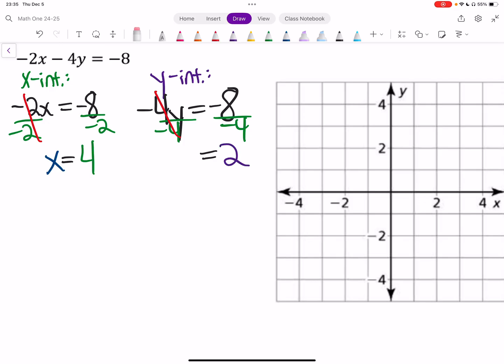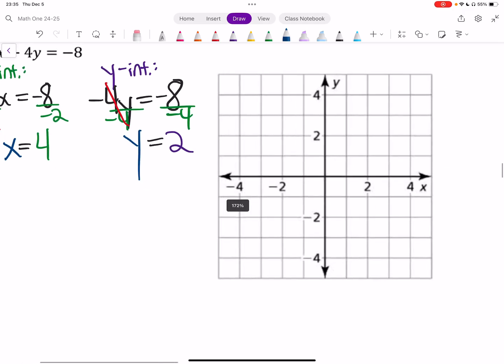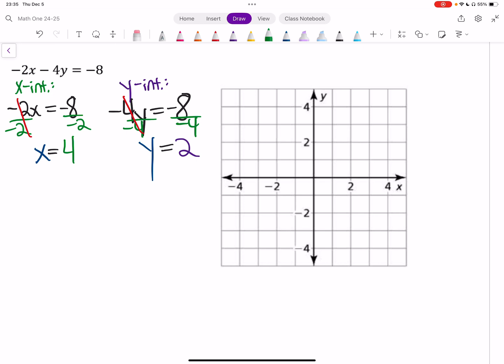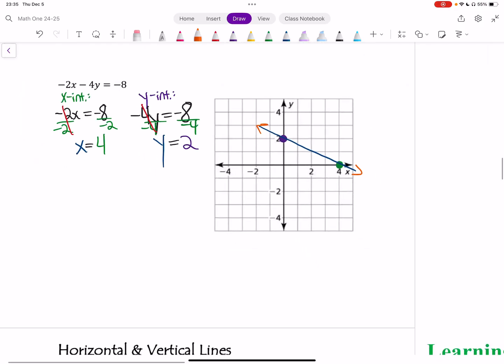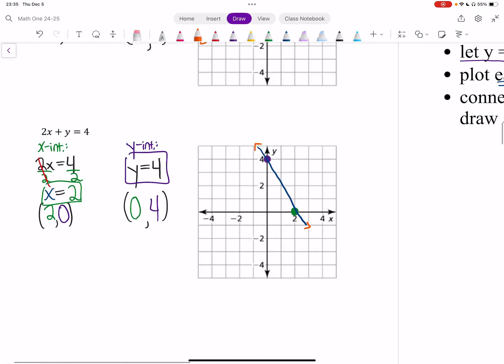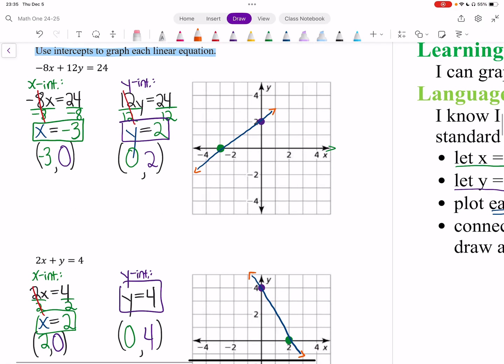So now I'm going to plot those points on the coordinate plane provided to the right. X is equal to 4 right here, so I'm going to plot a point on the x-axis. Y is equal to 2 would be straight up from the origin. Once I have the 2 points plotted, I may connect them with a single straight line and add arrows on the ends. And that is how you can use intercepts to graph linear equations written in standard form.